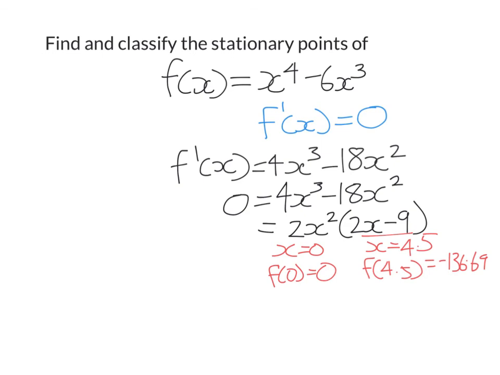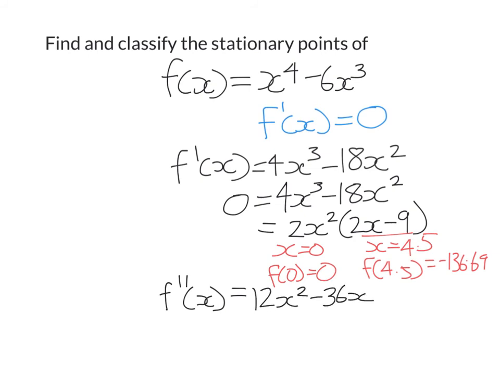Now we're going to classify them. To classify them, I'm going to use the second derivative test. So I'm going to calculate the second derivative. The second derivative is just the derivative of this one here. So it will be 12x squared minus 36x.